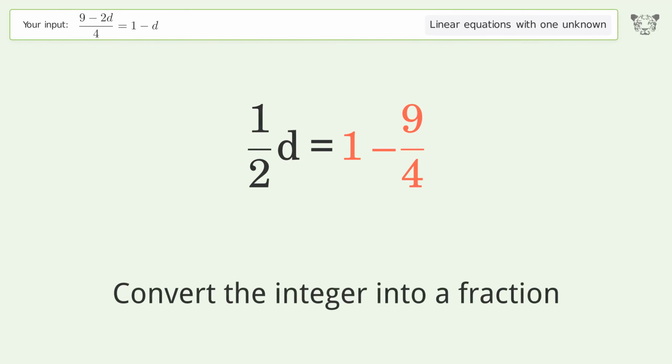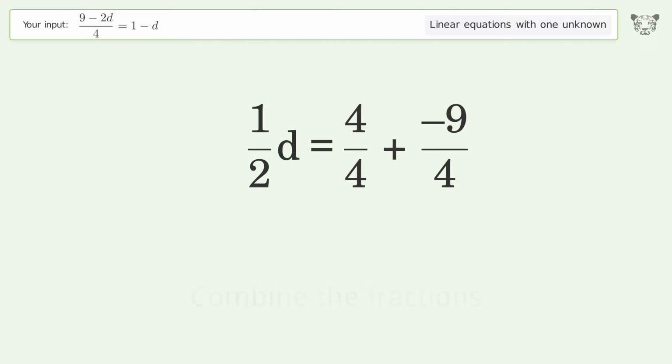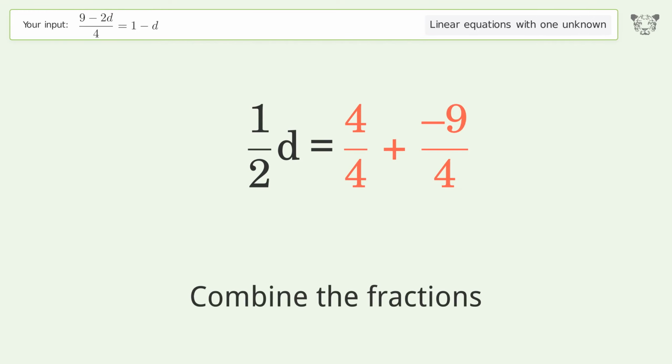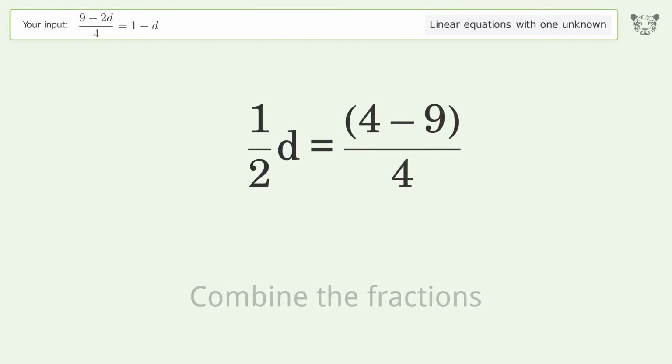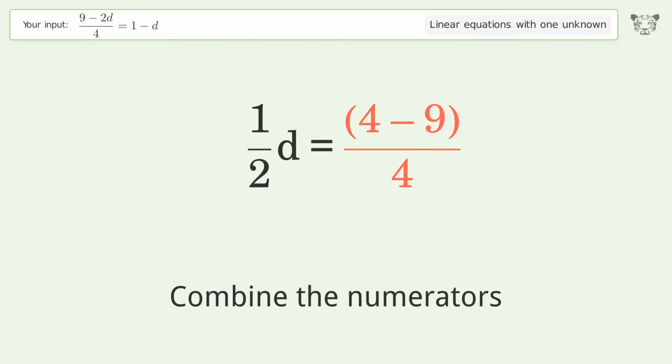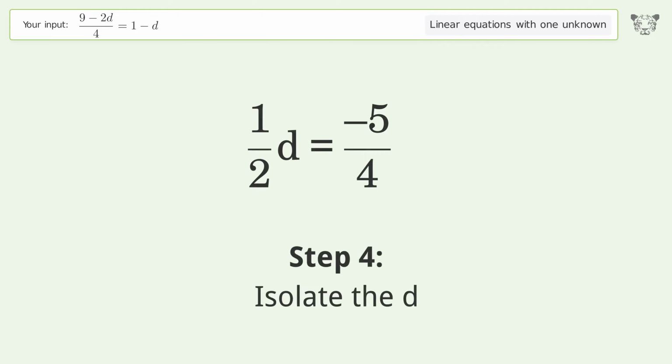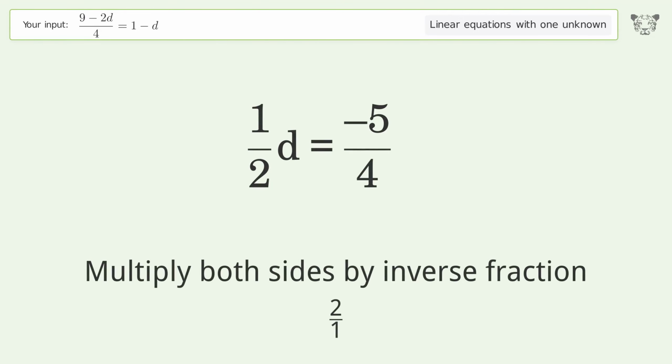Convert the integer into a fraction. Combine the fractions. Combine the numerators. Isolate the d. Multiply both sides by inverse fraction 2/1.